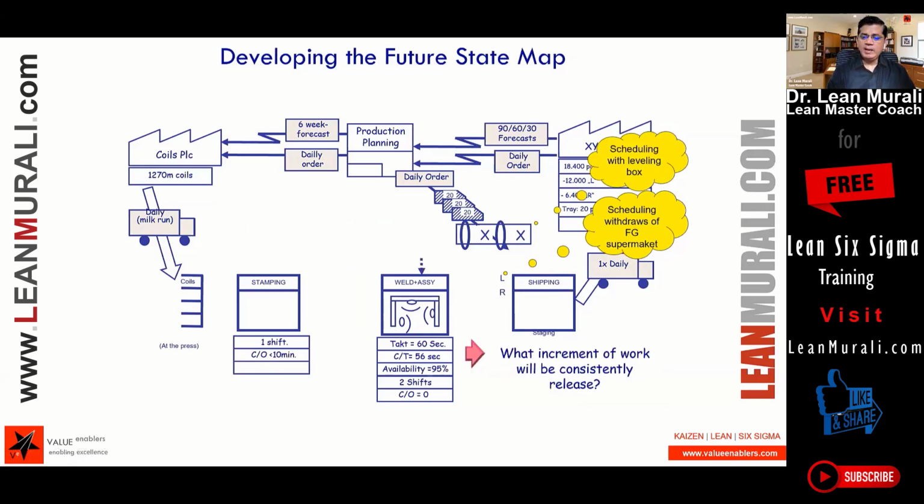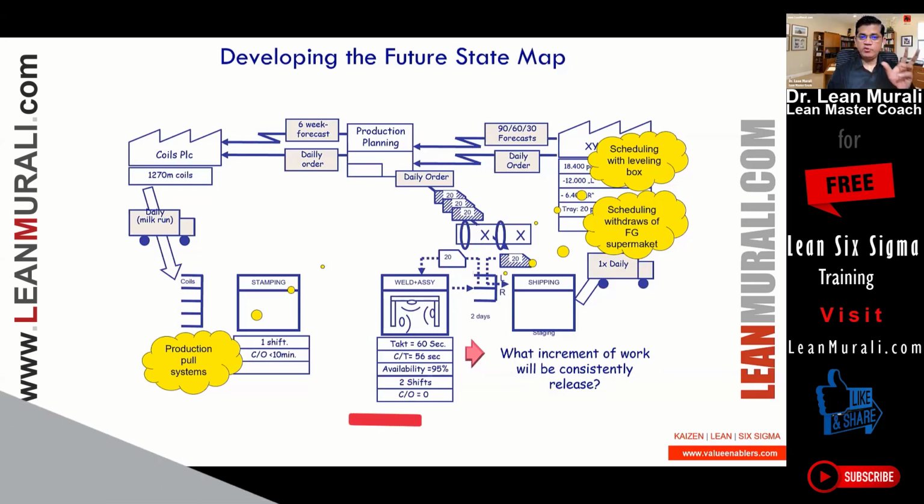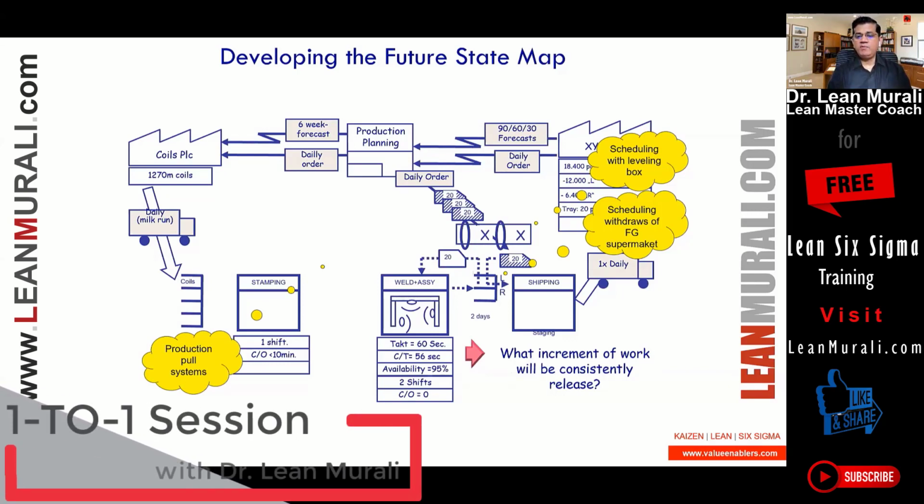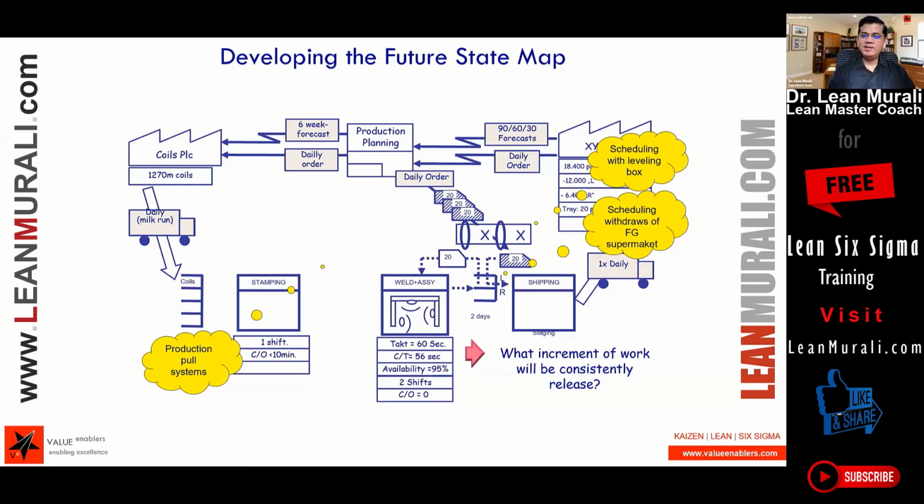So what increment of work will we consistently release? Production pull systems, and in order to make that happen, the future state, we need to have what is called Kanban cards. Kanban cards are nothing but a currency. I give you a currency, you give the material. Instead of currency, I give you a card, you give me that material.